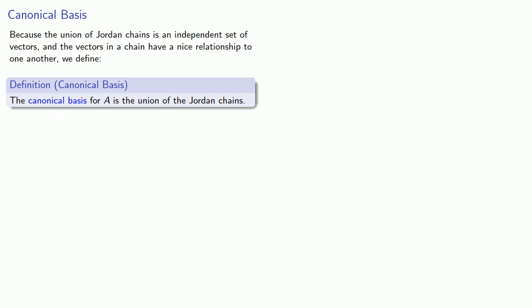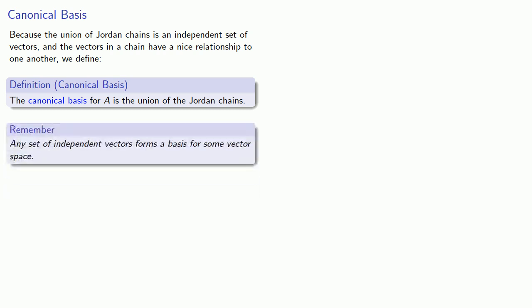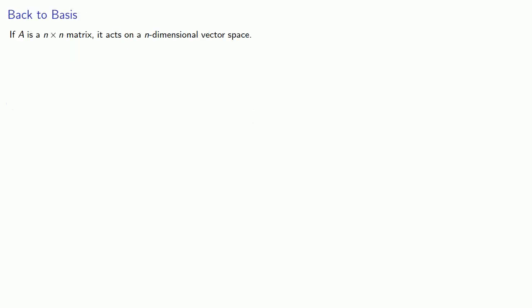Now the important thing to remember here is that any set of independent vectors forms a basis for some vector space. Now if A is an n by n matrix, it acts on an n-dimensional vector space. There will be a total of n eigenvectors, both regular eigenvectors and generalized eigenvectors, and so the canonical basis is actually a basis for the domain of A.